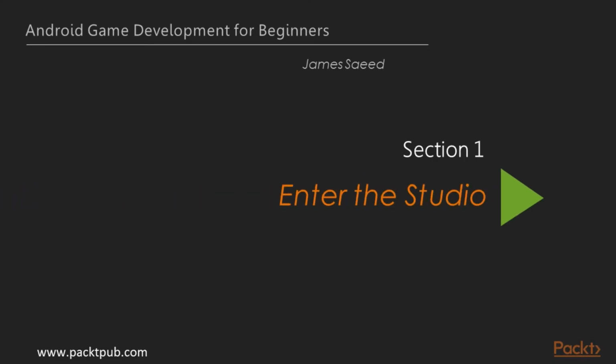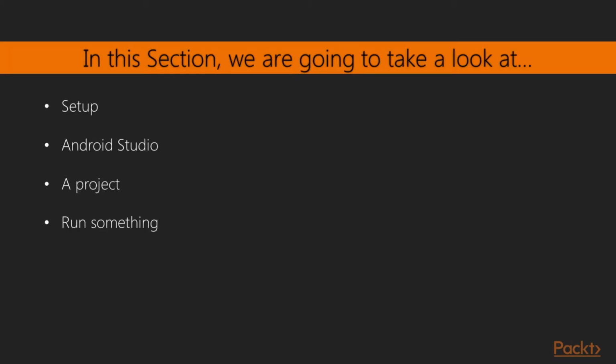Welcome to Section 1, Enter the Studio. In this section we're going to be focusing on 4 primary topics. The first being setting up and installing the JDK, Android Studio and the Android SDK. Then I'm going to give you a tour of the Android Studio. Then we're going to set up a basic project and I'm going to go through with you the main core files, and then we're going to run our basic app on both a physical device and an Android virtual device.